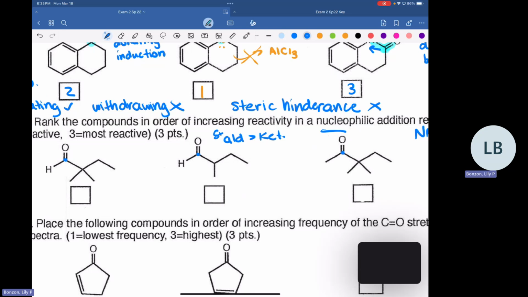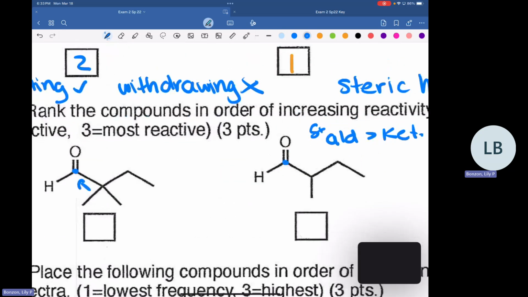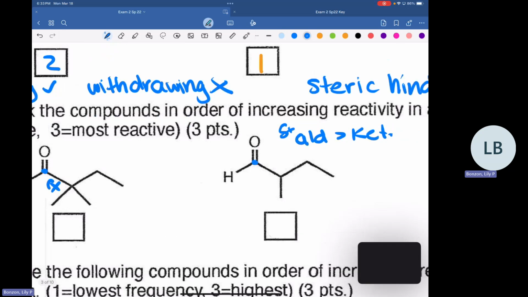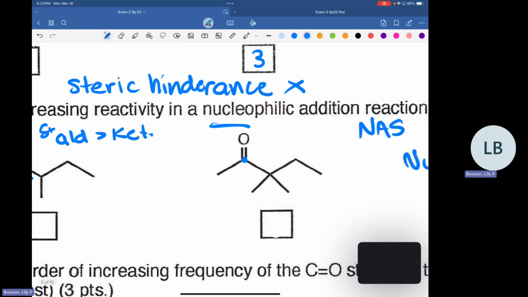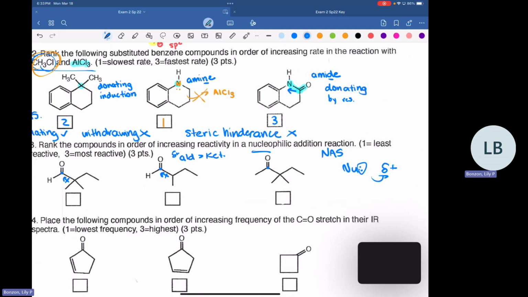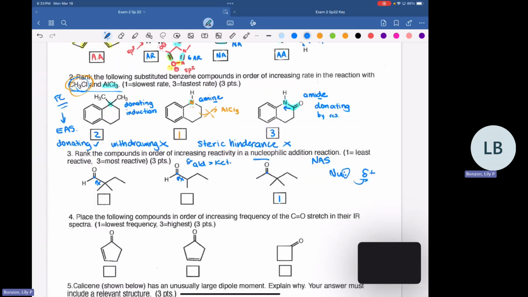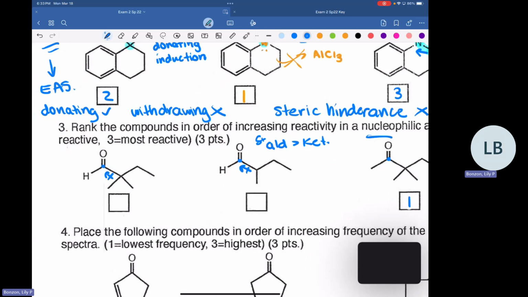That is because they only have one group on one side that can donate some electron density. The other side is just a hydrogen, and that can't really donate any electron density at all. So aldehydes are going to be more partially positive than ketones. And so since we have two aldehydes versus one ketone, this ketone, unfortunately, is going to be the least reactive.